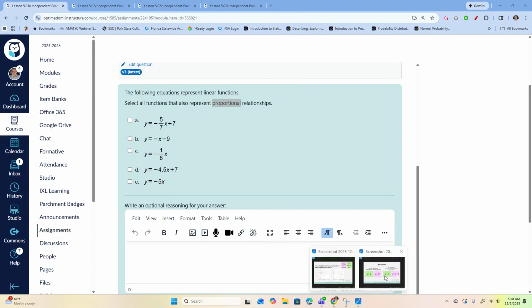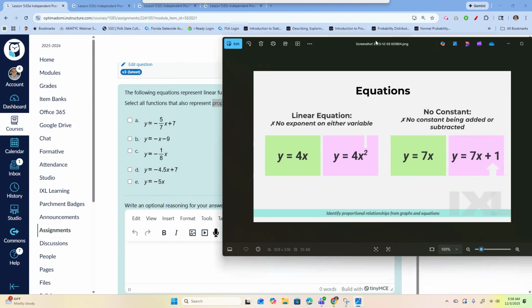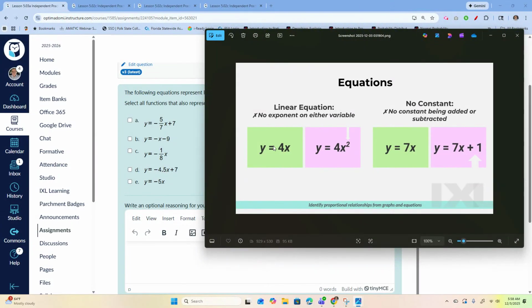Okay, so let me show you my image. Basically, an equation is proportional if the equation looks like y equals a number multiplied by x, like y equals 4x, like y equals 7x. Those two are proportional because the x has no exponent, and it's being multiplied by a number, any number. In this case it is 4, here it is 7.